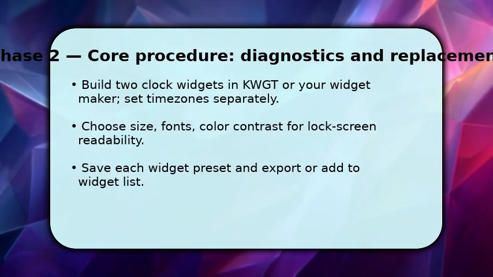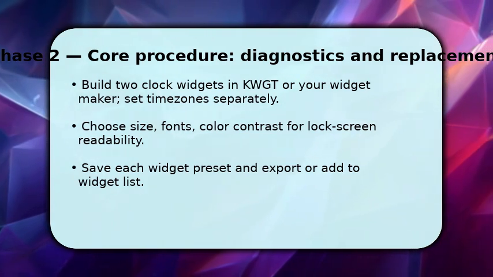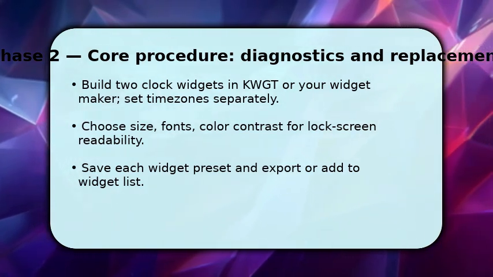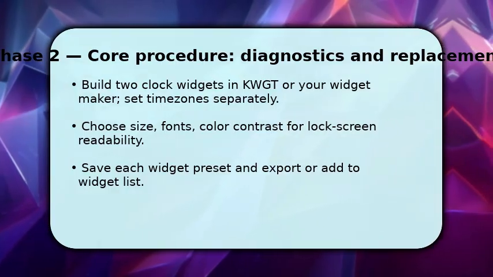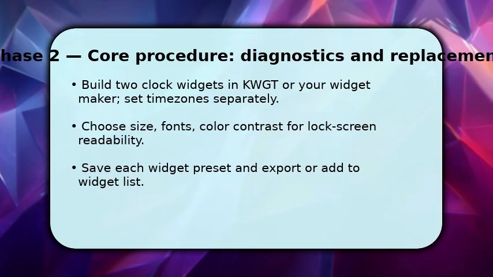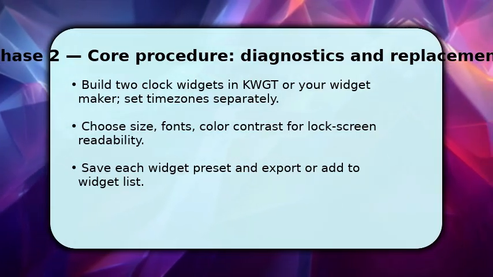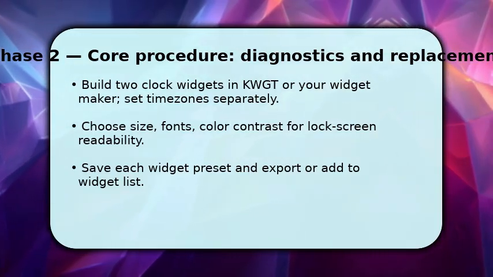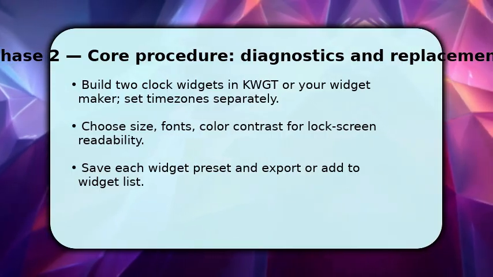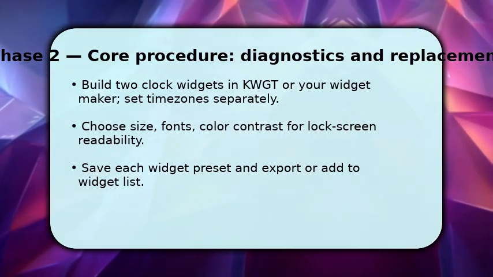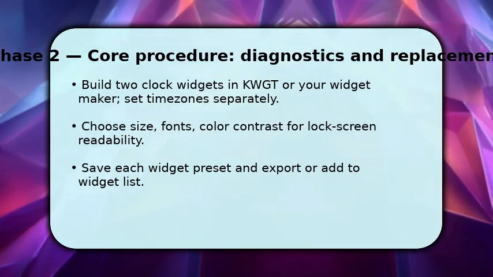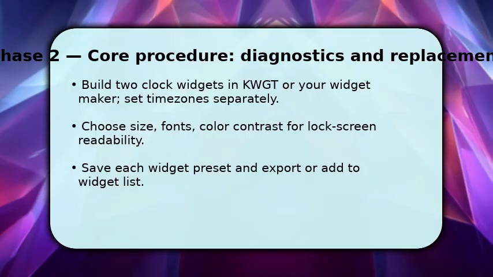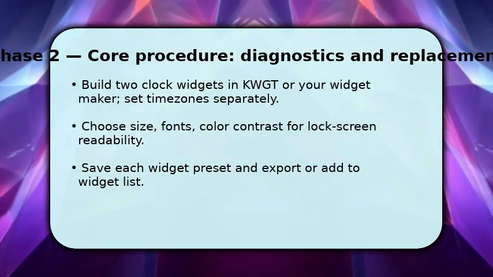Now you configure both clock widgets. In the widget maker, create the first clock, set its time zone, format, and styling, then duplicate or make the second widget and change only the time zone and label. Once configured, adjust sizes so both will fit horizontally or stacked on your lock screen. Save each preset and export if required. Make sure contrast and font sizes are legible against your lock screen wallpaper. Otherwise, the clocks will be hard to read when locked.